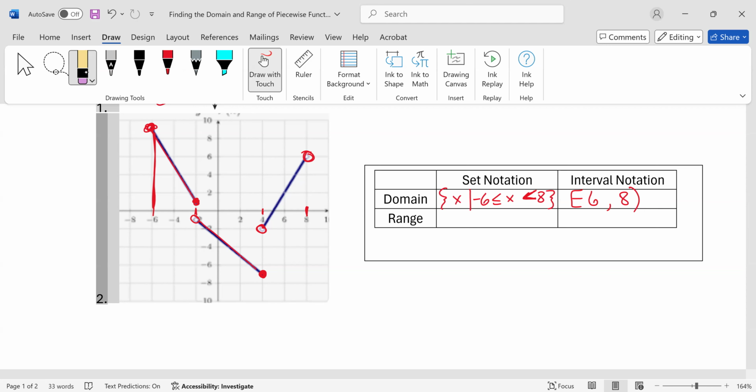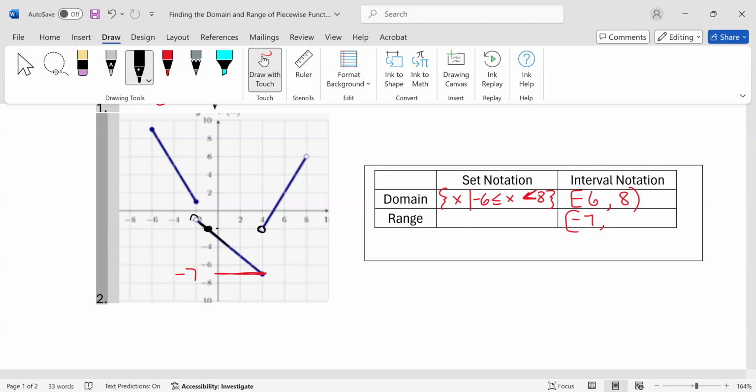Now we're going to do the range. Whenever you read the range, you start at the bottom and you move up. So the very bottom is down here. Where is that? Negative 7. So guys, write bracket negative 7. Now let's move up. When I move up, look, there's an open circle right here at negative 2. But we can ignore that open circle because there's a solid line that's going through negative 2. It's okay. There is a point right here on the line that's negative 2.